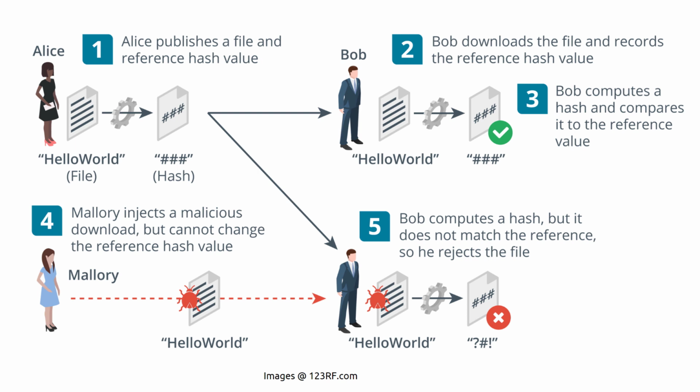So even though Mallory might have been able to inject some sort of malicious download into the file, because the hash value will no longer be the same, Bob knows that this particular file has been tampered with.